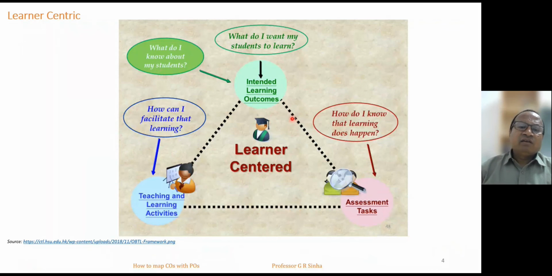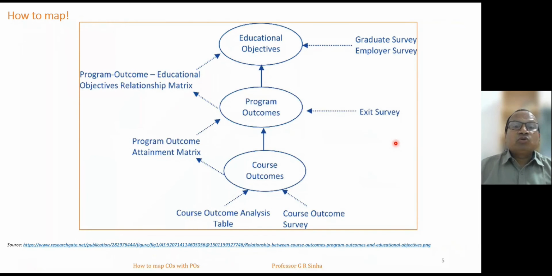So in all these components, be it a learning outcome, be it teaching-learning pedagogies, be it assessment, everything is learner centric. How do I know that the learning does happen? How do we assess so that we can understand that learning has taken place and it has actually impacted the learner, and the learning has brought some positive changes in the students in terms of skill set, knowledge, and values. So therefore, everything is from the learner's perspective, learner centric. So how to map? The question is how to map.